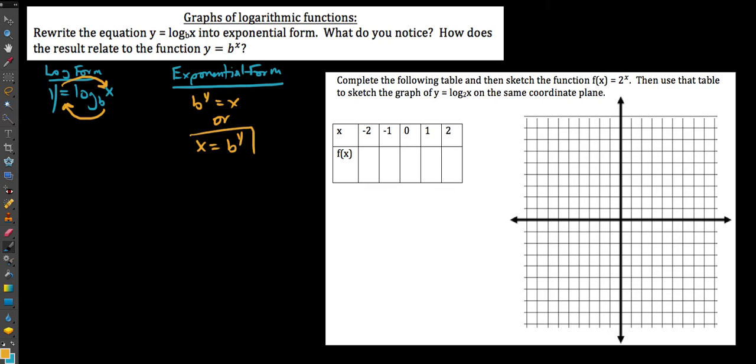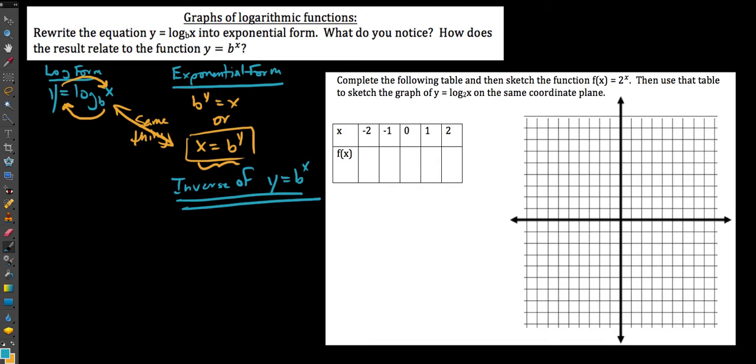The thing I want you to notice is that these mean the same thing, but are written in different forms. The reason I want to focus on this is that it is the inverse of y equals b to the x. And the major understanding that helps us to graph log functions, at least at first, is that it is the inverse of all of our exponential functions base b here.